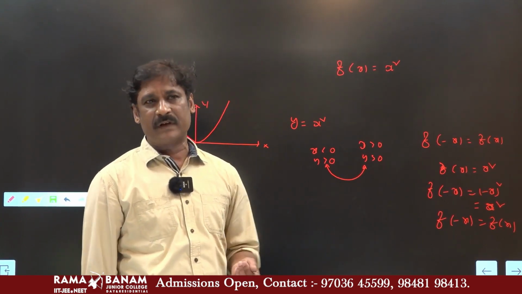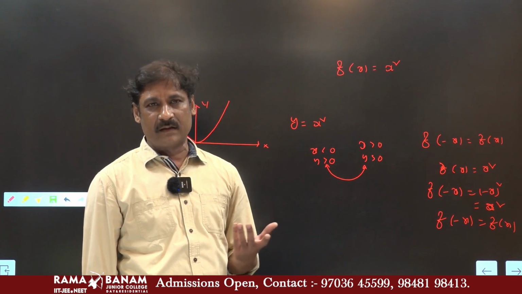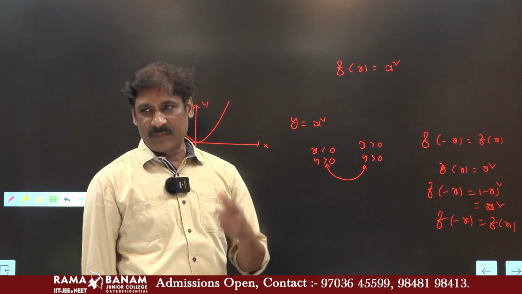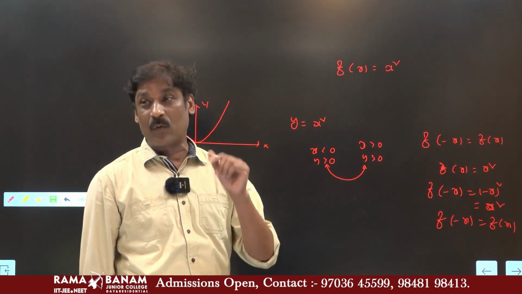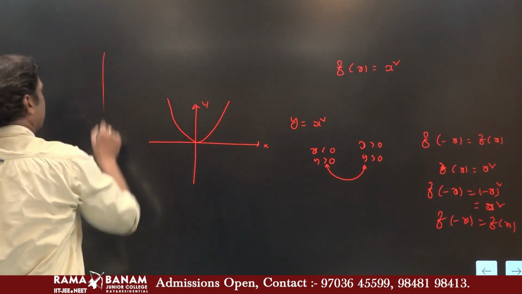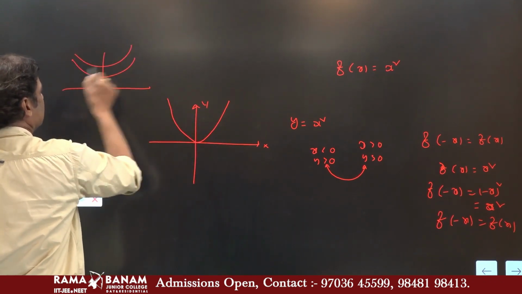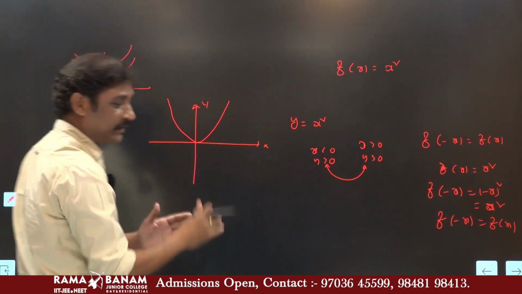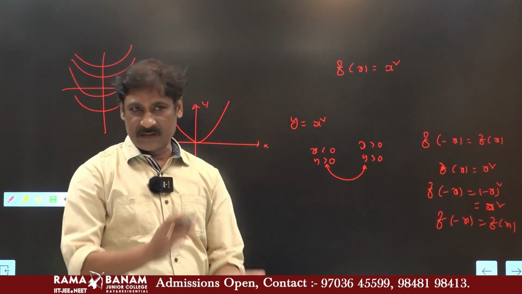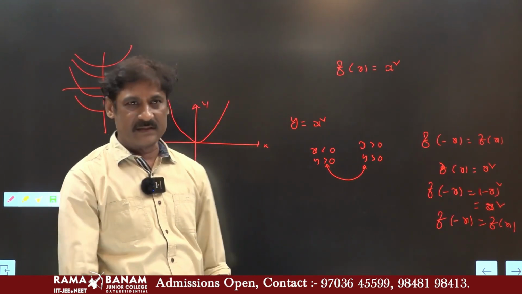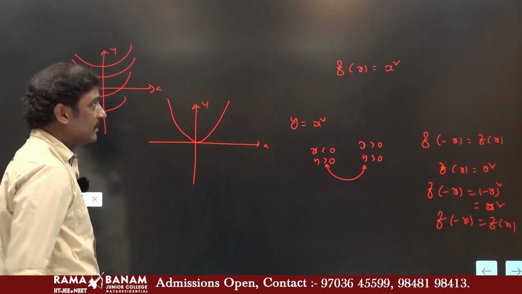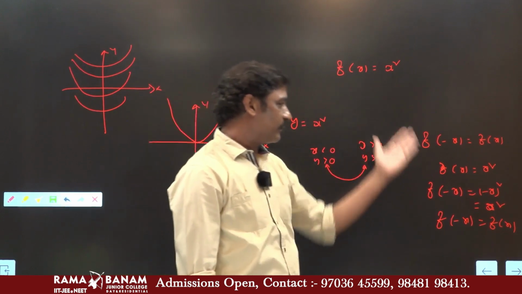So how is the graph of even functions? As per the graph, we can say that the graphs of even functions are symmetric about the y-axis. That means they lie in the first and second quadrants. All even functions are just like this. These are all even functions, which are symmetric about the y-axis and lie completely in the first and second quadrants. This is the x-axis and y-axis.